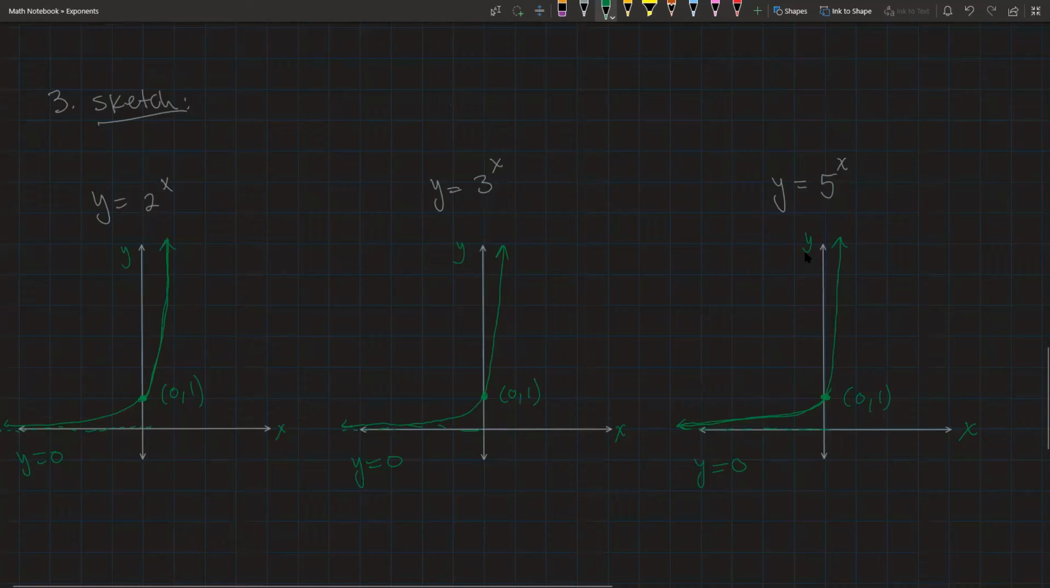So that's the main idea for the parent function. And based on this, we can easily transform them in the next few videos.